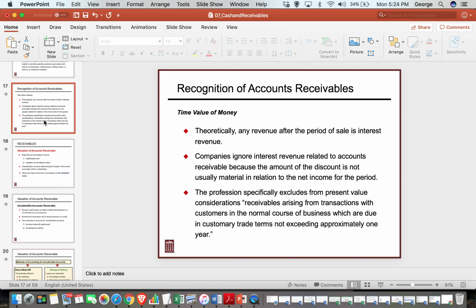However, the FASB has stated receivables arising from transactions with customers in the normal course of business, which are due in customary trade terms not exceeding approximately 1 year. So it excludes from present value anything that's less than 1 year. So it's less than 1 year, they don't want to see any present value calculations on these accounts receivable transactions.